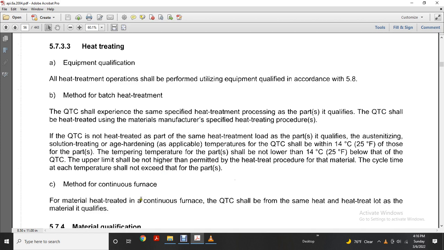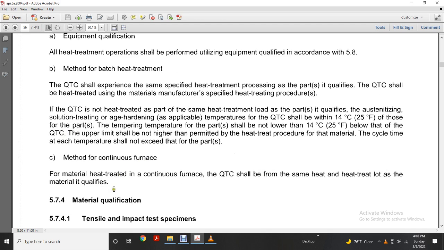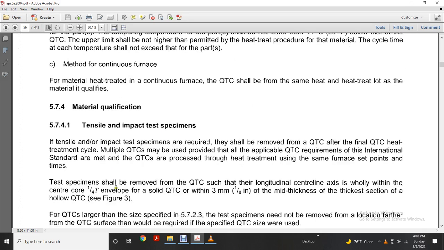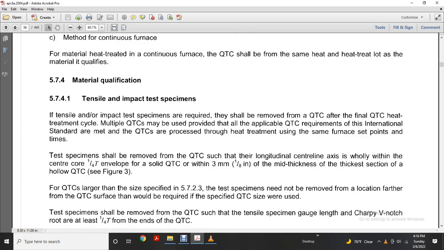For the continuous furnace, material heat treated in the continuous furnace, the qualification test coupon shall be the same heat as the material it qualifies. Tensile and impact test specimens are required, but they should be removed from the qualification test coupon following the qualification test coupon heat treatment cycle. Multiple qualification test coupons may be used.